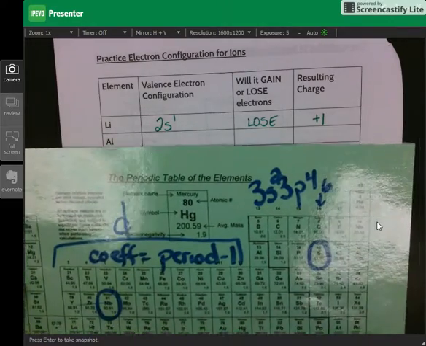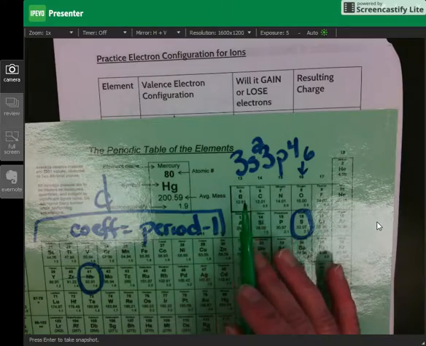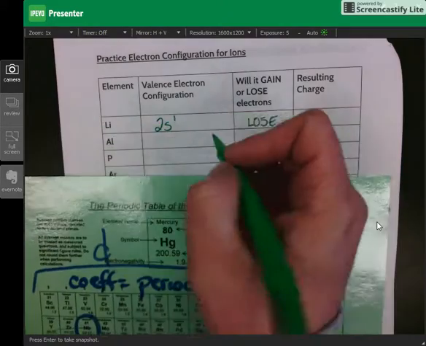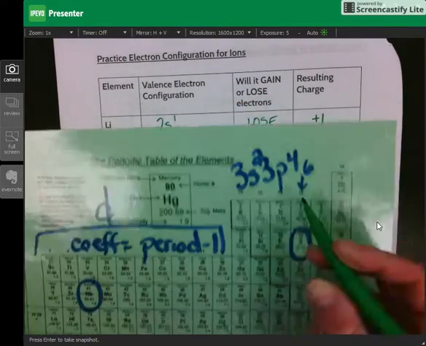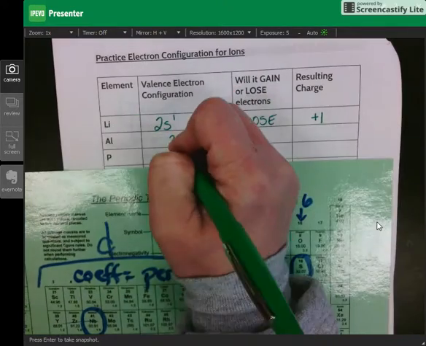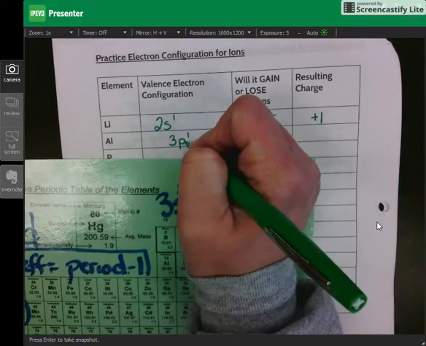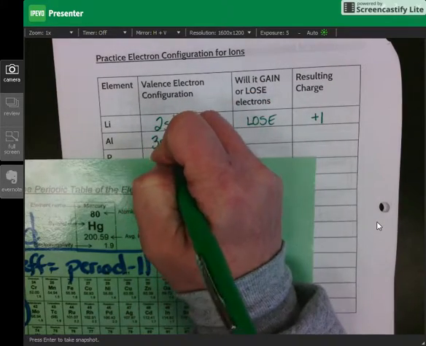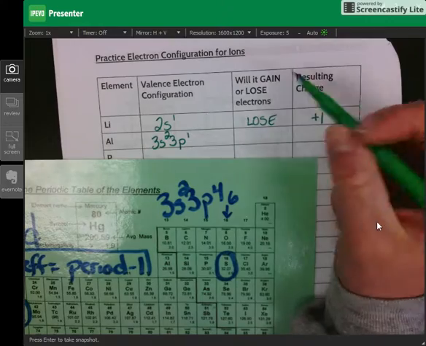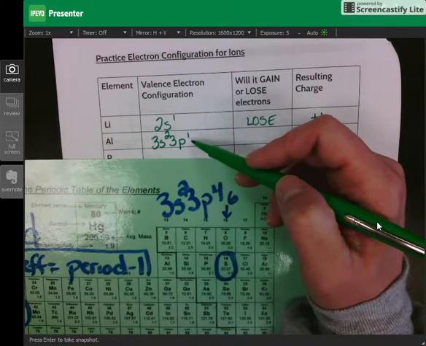If we look at aluminum, aluminum is right here. So we're in the 1, 2, third row again. So we know it's 3. We're in my P block, and we're just at 1. So it'd be 3p1. And since we're in the P block, we throw the 3s2 in there. So the number of valence electrons would be 3, because 2 plus 1 is 3.